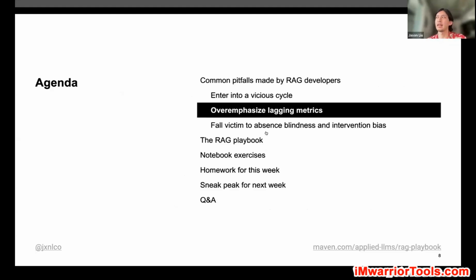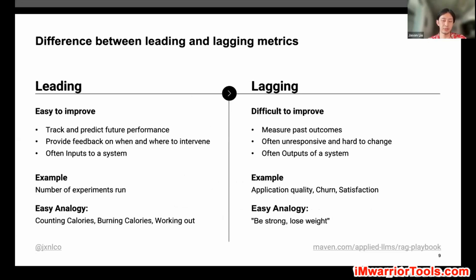The other thing I think people are really lacking is really focusing on the leading metrics for success rather than the lagging metrics. A lagging metric is something that's going to be easy to measure and hard to improve, right? They're going to measure past outcomes, and they're going to be very unresponsive to change, right? So these are the things that people really care about, like application quality, churn, or satisfaction. And a simple analogy is being strong or losing weight. You can weigh yourself every day, but you can't really change anything about that.